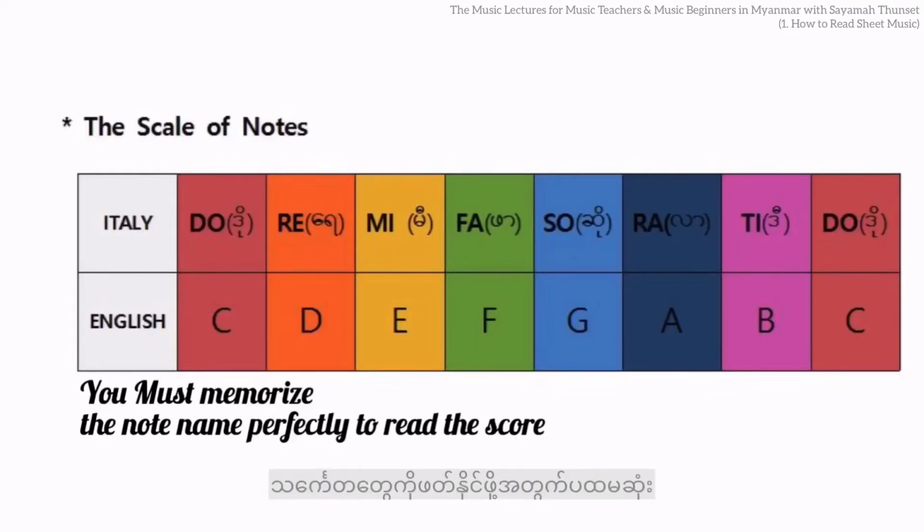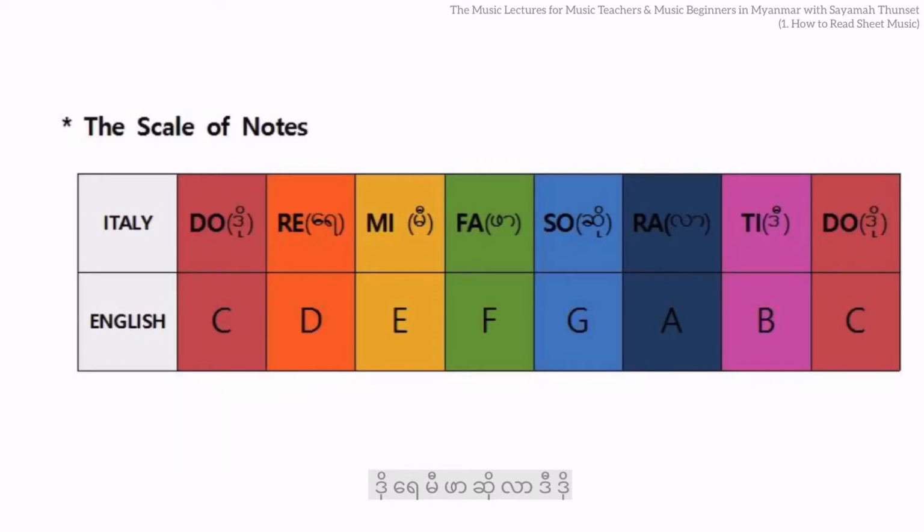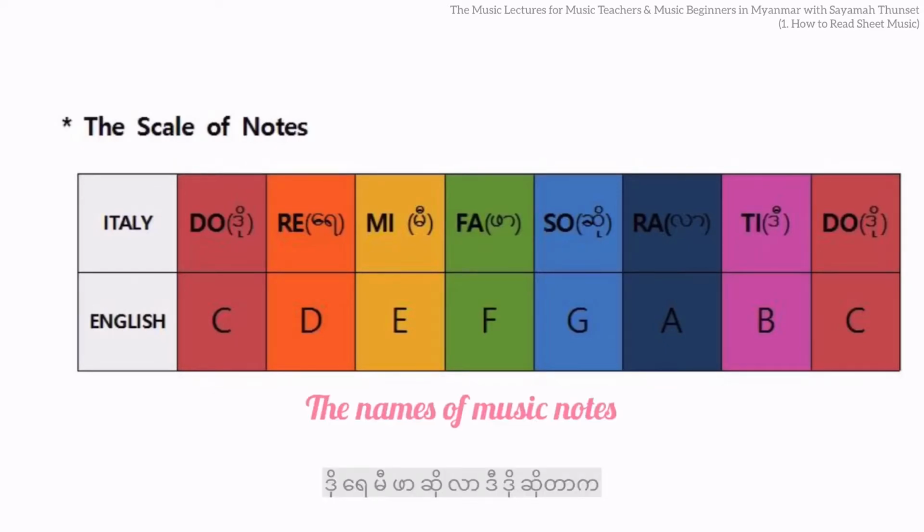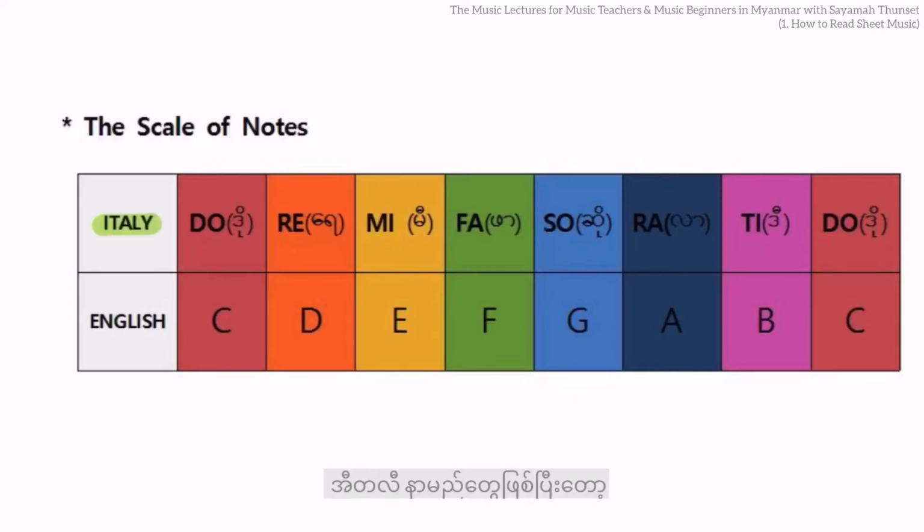First of all, you must memorize the note names perfectly to read the score. Do, re, mi, fa, sol, la, ti, do. C, D, E, F, G, A, B, C. I'm sure you all heard it before. These are the names of music notes. Do, re, mi, fa, sol, la, ti, do is the Italian name and C, D, E, F, G is the English name.